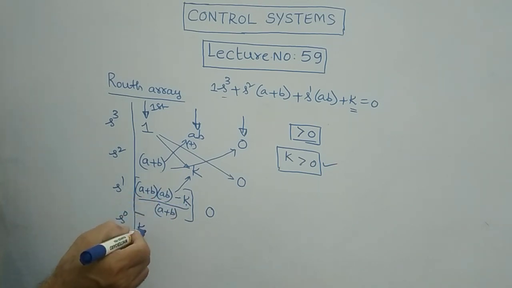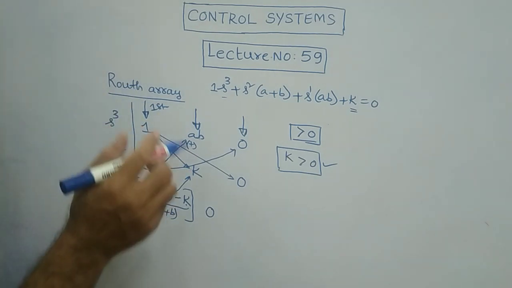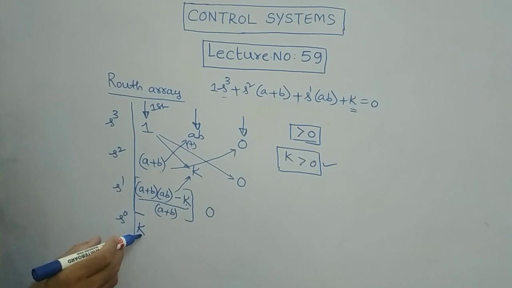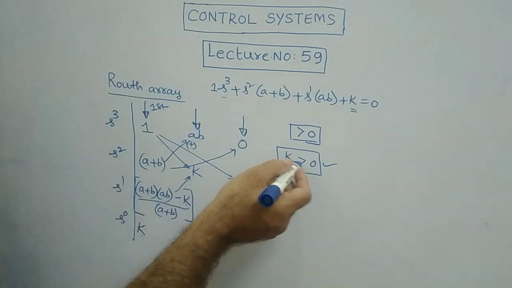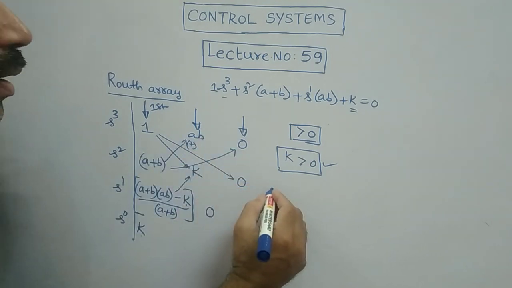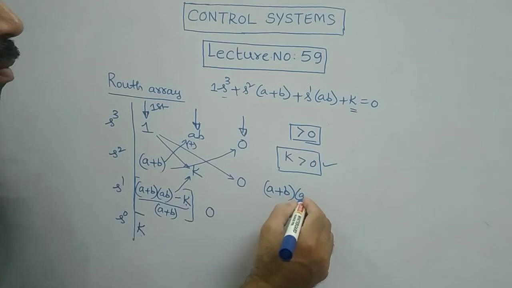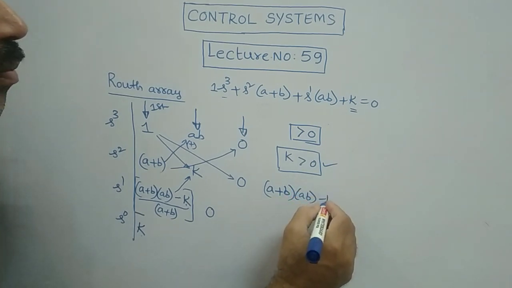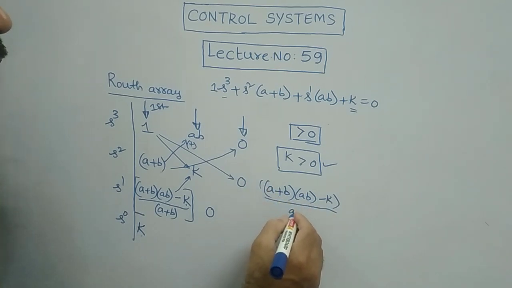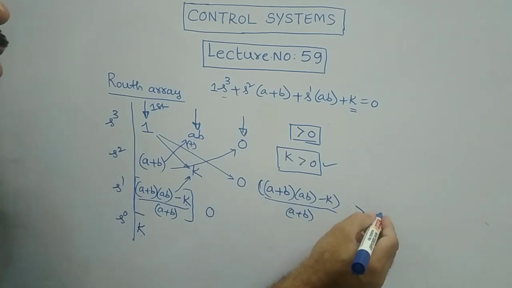Wherever K is involved, we have to concentrate on that particular element, and that should be equal to or greater than 0. That's it. Therefore, as K is there, we have already made it greater than 0. Now, consider A plus B into AB minus K, whole by A plus B. This quantity, what we need to do? You make it greater than 0.